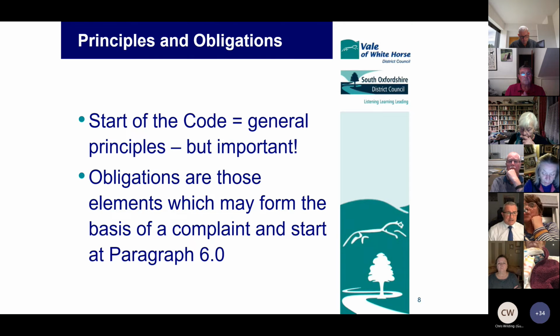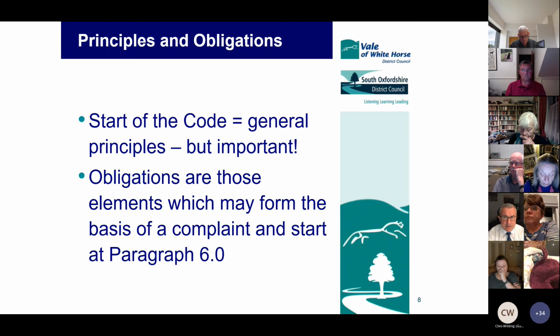So the way the code is constructed is separated into two parts. You have the start of the code, which are general principles, but as I say, they're equally important. So the Nolan principles are in there. When the code was first drafted, and some of the codes I saw when I arrived in Oxfordshire were quite widely drawn, the Nolan principles would potentially be capable of forming a breach of the code if you were in breach of the Nolan principles.